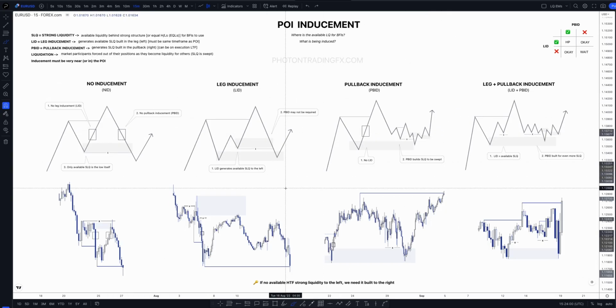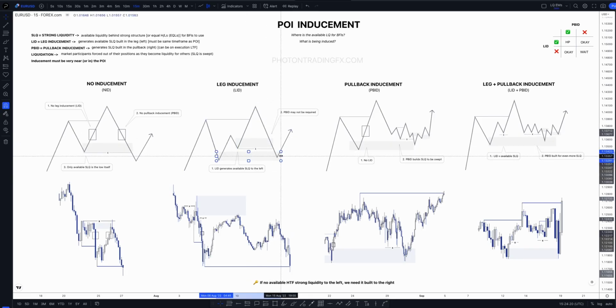Watch this as many times as you need. It can feel like a lot to take in, like you have to think of all these scenarios, and I get it. But honestly, it will come down to when you're in the market looking at a POI, and you ask, am I just going to get involved with my entry model when we get here? Or, hang on, is there inducement to the left? No. Okay, I'm going to be patient and wait for it to be built to the right.